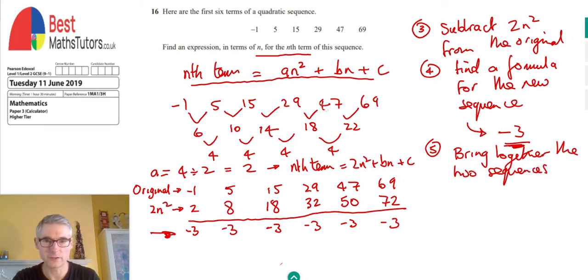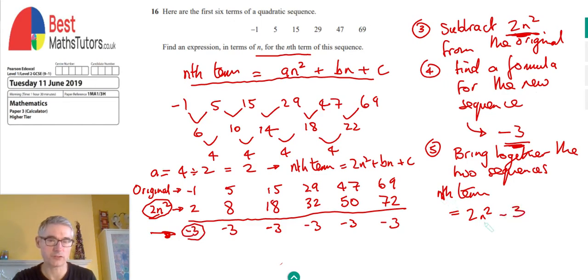In other words, that means the one that we had previously, which was our 2n squared. So for the overall sequence, the nth term is equal to the 2n squared that we had for the quadratic part. So this is this bit, 2n squared, and then the formula for the second part of the sequence, this -3. So that's it. The nth term is 2n squared -3.